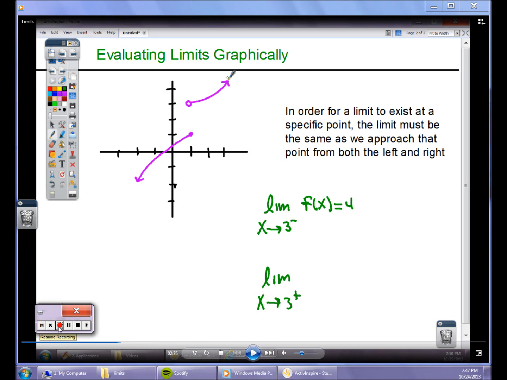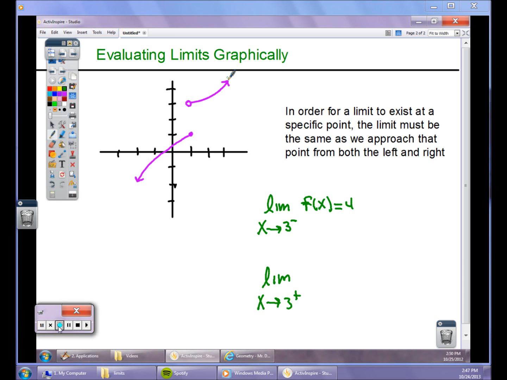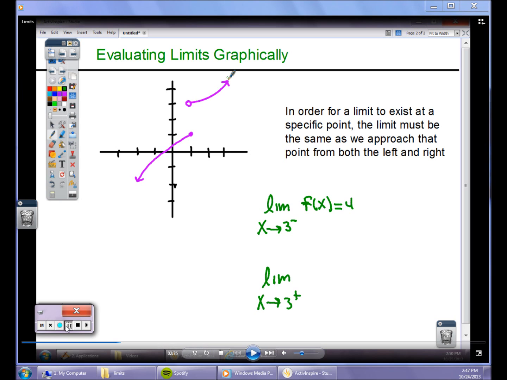Let's also look at the limit as x goes to 3 from the right-hand side. The notation uses a positive plus sign after the number 3. So I am approaching 3 from the right-hand side, starting at a value larger than 3. Looking at my cursor, I'm going to start coming down the graph towards the value of 3 from the right-hand side of it, and I can see it still lines up where f of x equals 4.